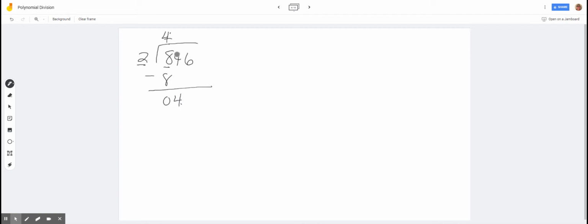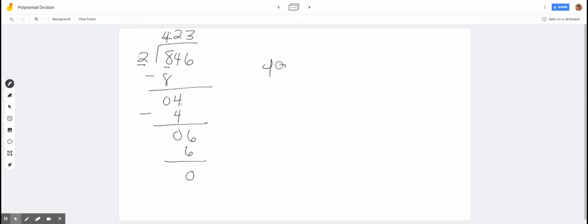Well, you bring down the 4. 2 goes into 4, 2 times. 2 times 2 is 4. Subtract the 4, 0. Bring down the 6. Then you say, 2 goes into 6 how many times? 3. Okay. So 2 times 3 is 6. You subtract and you get 0. Then you have a 0 remainder. Okay, I'm going to do another one.